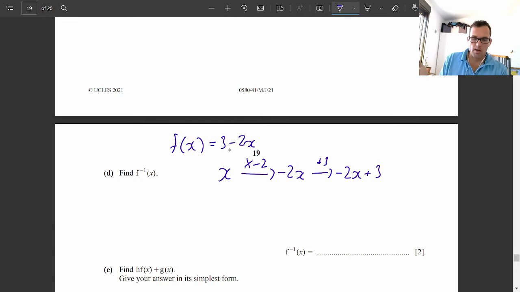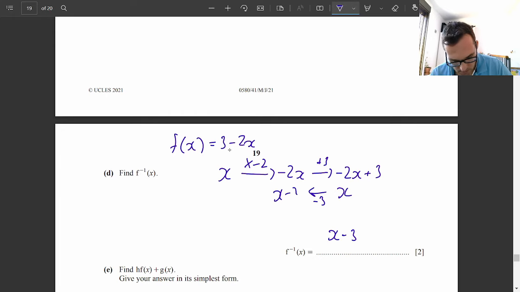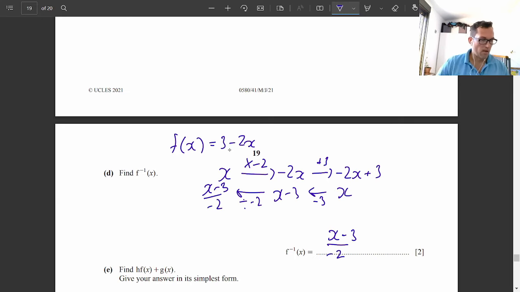Inverse means we do this backwards. Okay, that means we start with x, and we do the opposite of plus 3, which is minus 3. So that will give us x minus 3. And then we do the opposite of times by negative 2. Opposite of times is divide. So the negative 2 stays the negative 2, and we divide by negative 2. So we end up with x minus 3 divided by negative 2. Okay, that's the correct answer.